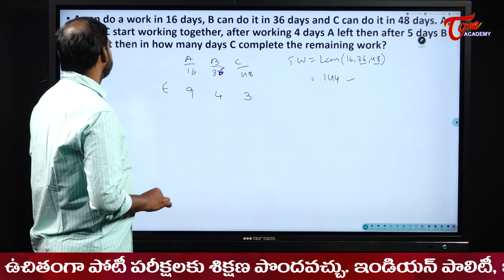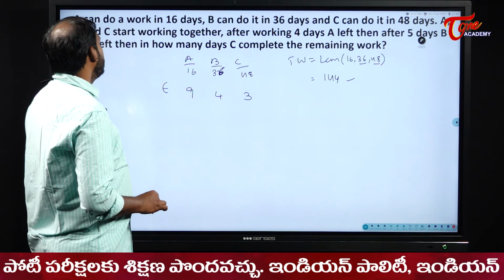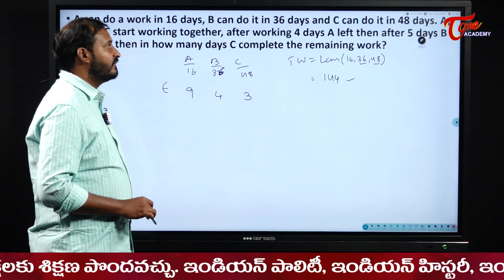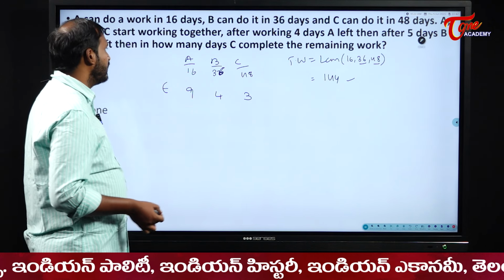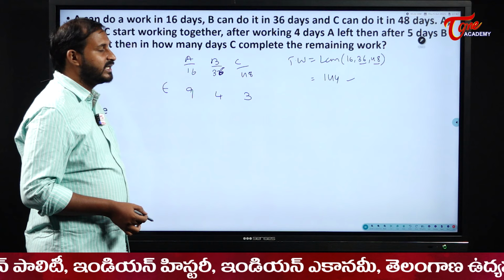Now come to their working culture. A, B and C start working together. After working 4 days, A left. Then after 5 days, B also left. Then in how many days C complete the remaining work?